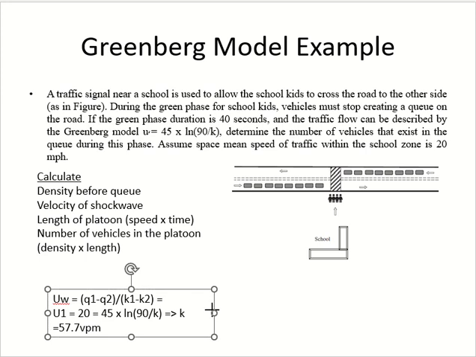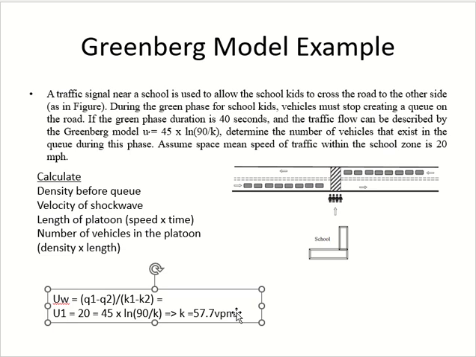Okay, and what about K2? The final density. Final density, yes, 90. Okay, final density is the jam density. If you are familiar with the Greenberg model, jam density is the numerator with the log. So whenever the Greenberg model is given with the constants, this constant is my jam density. So 90 is my jam density. Okay, so K2 is 90.